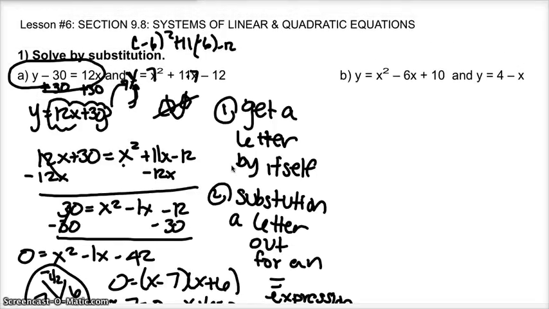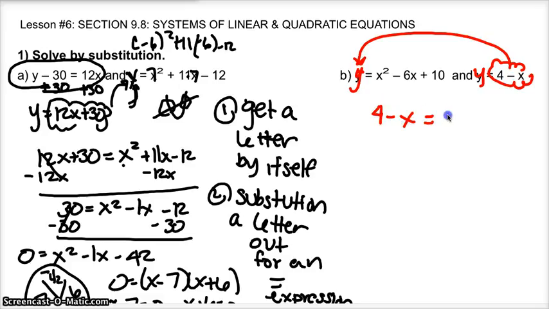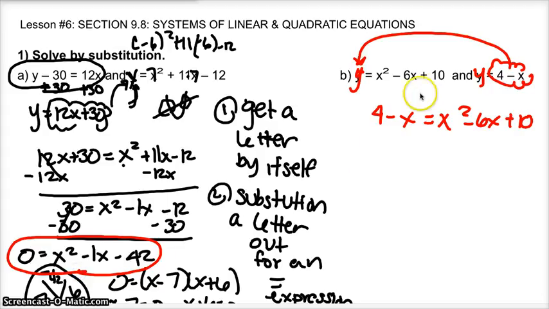All right, so let's see here. We need to first get a letter by itself. Well, I see y equals and I see y equals, so we're okay there. I'm going to take this and substitute it in that place. So take out the y, and instead of writing the y, we're writing what it's equivalent to, equals x squared minus 6x plus 10. I need to get the equation in standard form. Notice how it looked here so that I can solve it.